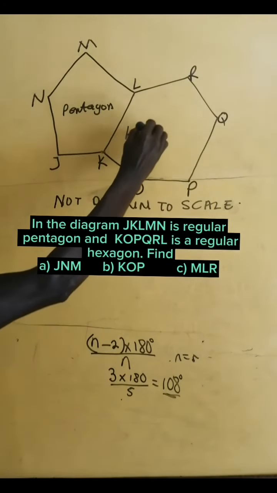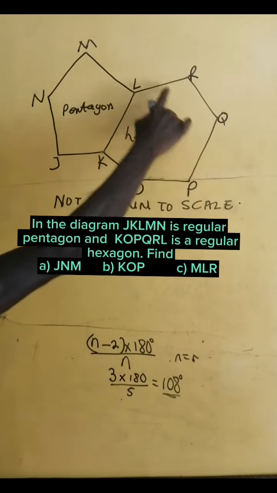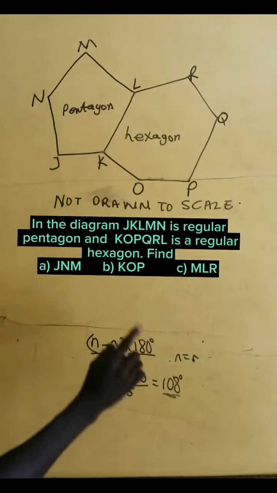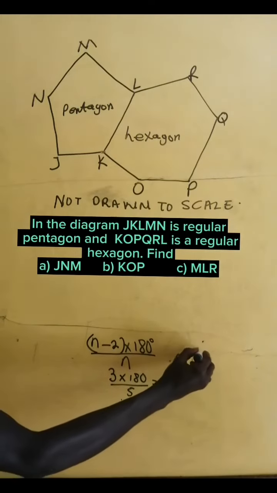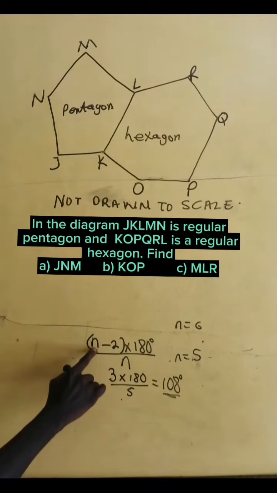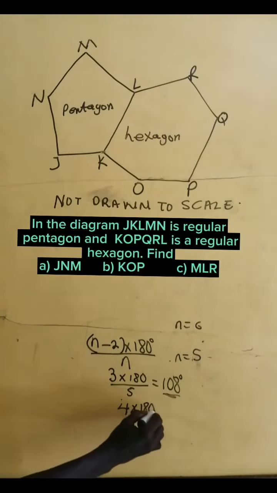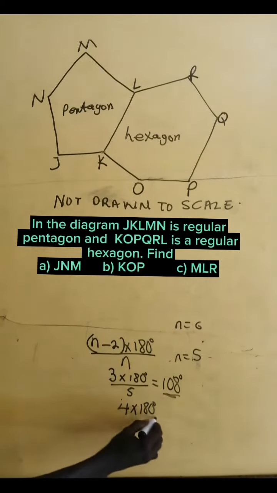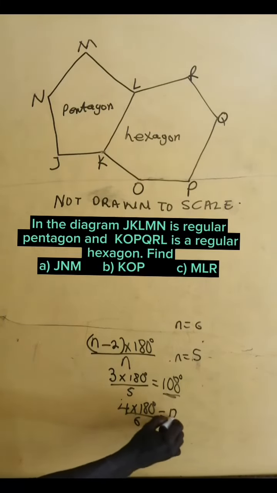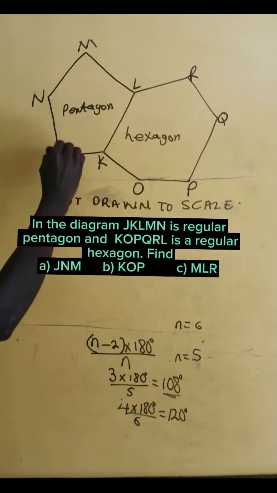Now, for a hexagon, we have 1, 2, 3, 4, 5, 6. That is 6 sides. So if we take n equals 6, then if we take 2 from 6, we get 4, times 180, divided by 6, and that gives 120 degrees for each of the interior angles.